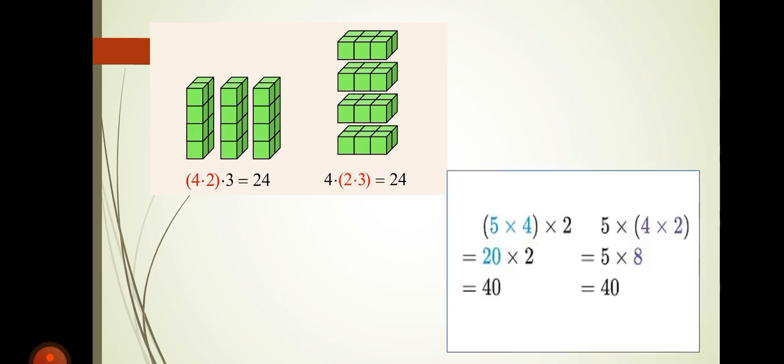One more sum, 5 times 4 times 2. So we have grouped 5 and 4 together. So 5 times 4 is 20 and 20 times 2 is 40. And we are changing the groups. Instead of 5 and 4, we are making a group of 4 and 2. So 4 times 2 is 8 and 8 times 5, the answer is still the same, which is 40.